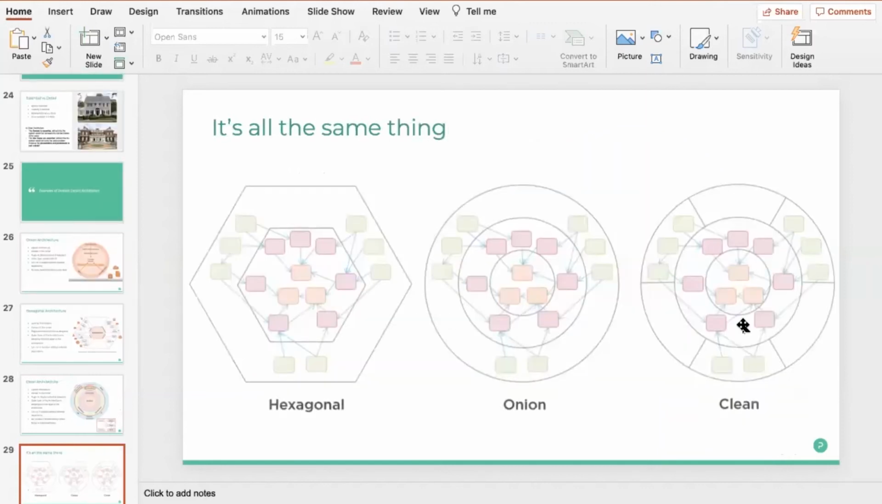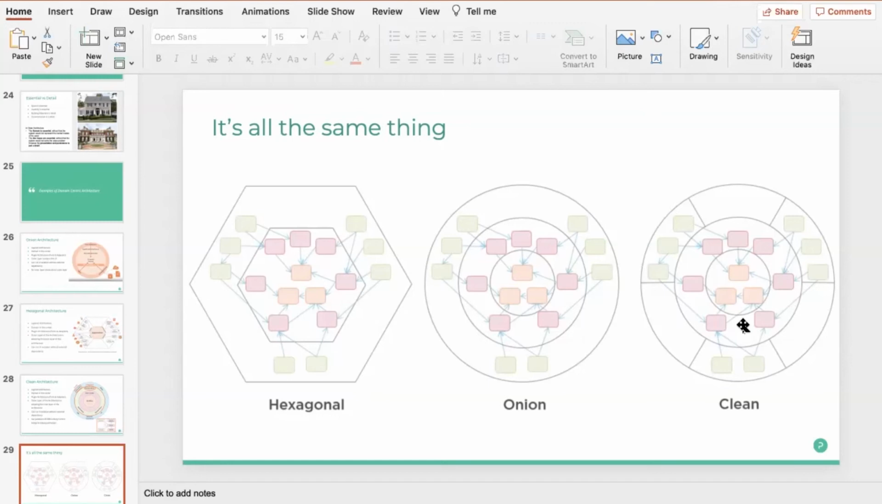Now, if you see hexagonal, onion, clean, they're all the same. What is important is, they have their own specifics and their own benefits in terms of the actual implementation, but that's not the important topic for now. What is important, in the context we are discussing, is the importance of the domain.